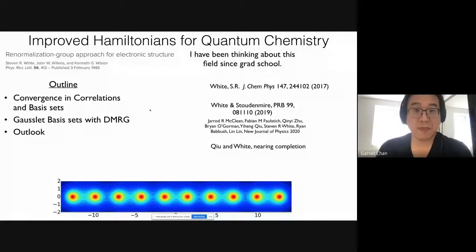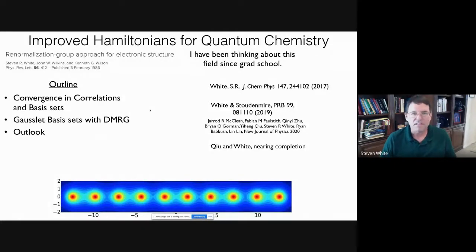Yes. Okay, so I'll talk about improved Hamiltonians for quantum chemistry. This is something that I've worked on all the way since I was in graduate school. This was one of my first papers as a graduate student. Here are some references of some of the work that I'll be talking about.